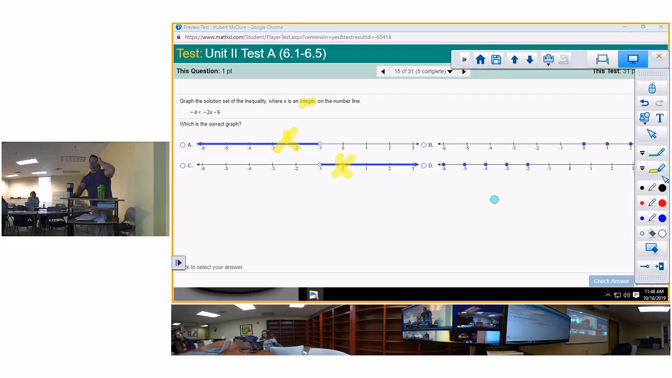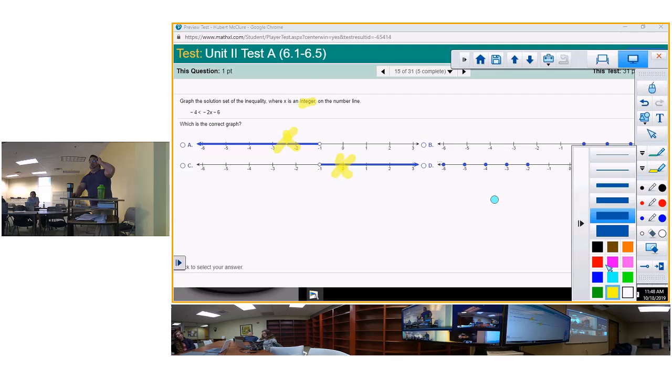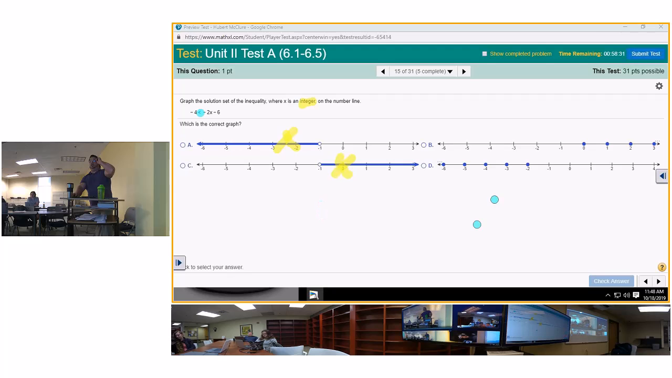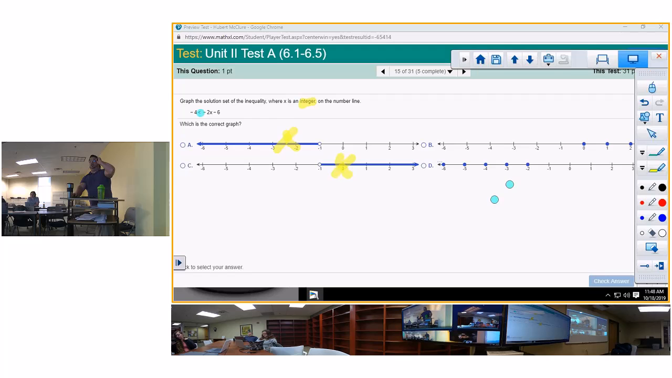Next thing we highlight is what? The inequality. That means a what? An open circle. Open circle with dots means that you're not on the answer. So we'll get to that in just a second.